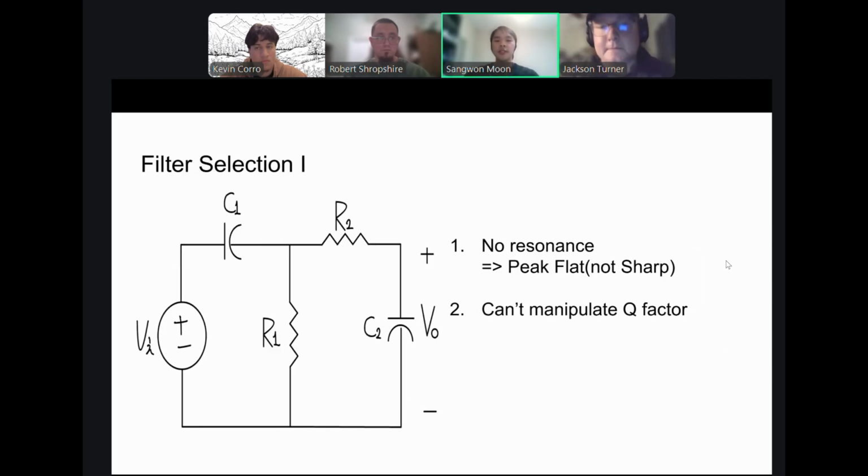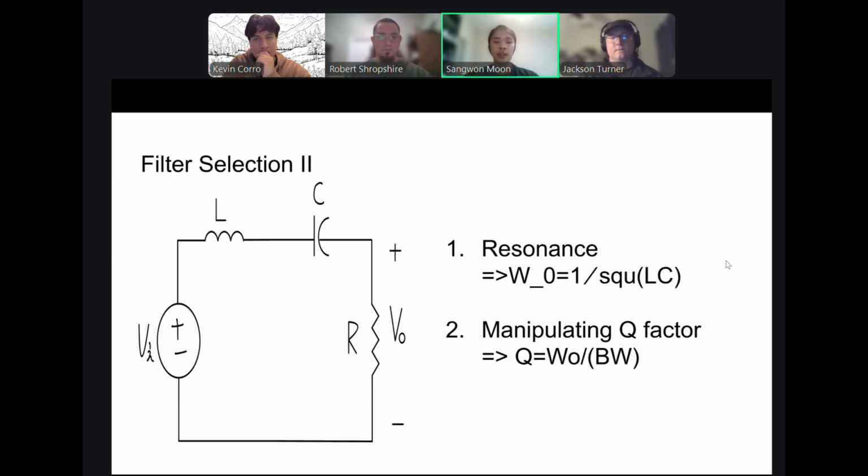At first, we considered using an RC circuit that combines a high pass and low pass filter. However, it cannot create the resonance because it doesn't have the inductor and the Q factor cannot be adjusted. As a result, the peak response becomes flat instead of sharp. Therefore, we switched to using an RLC circuit like the one shown below.